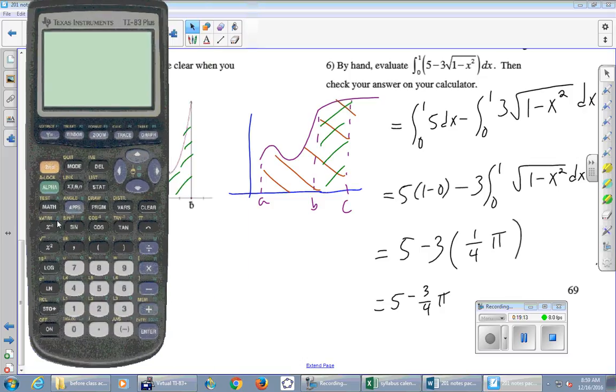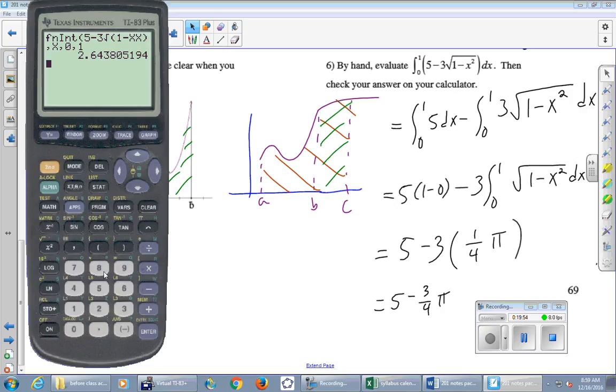Okay, so real quick, we'll see if the calculator agrees with us. I'm just going to type in 5 minus 3 square root 1 minus x squared, comma, x, comma, 0, comma, 1. What's the calculator going to tell us? Yeah, calculator has no chance of doing this, right? In fact, the calculator is not doing any of the stuff that we did. The calculator is using like 1,000 rectangles and approximating the area under this particular function right here.